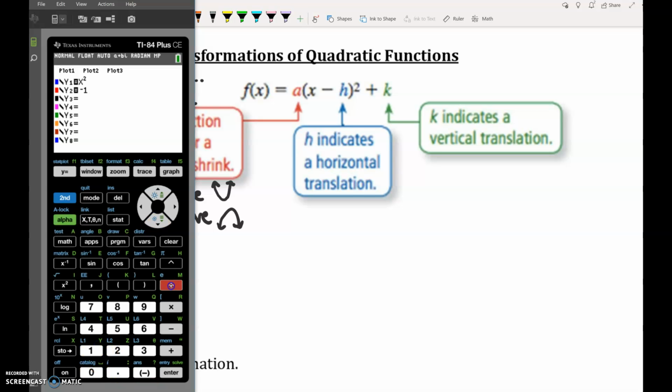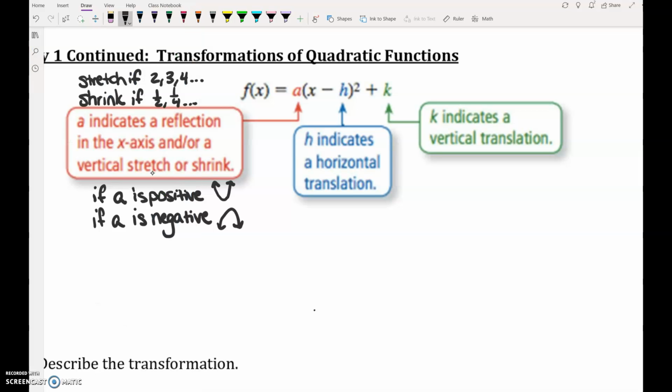Let's do -1/4 times x squared so you can see a really wide graph. So there's the original. Notice the red one is a lot wider because I used 1/4, and because of the negative it flips it down and it opens down instead of opening up.